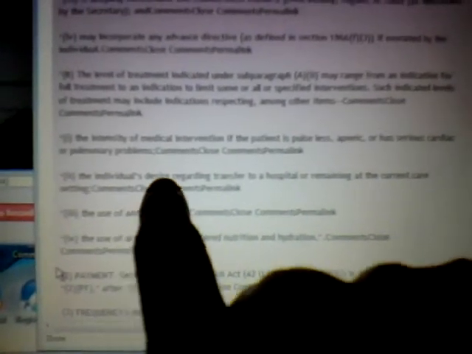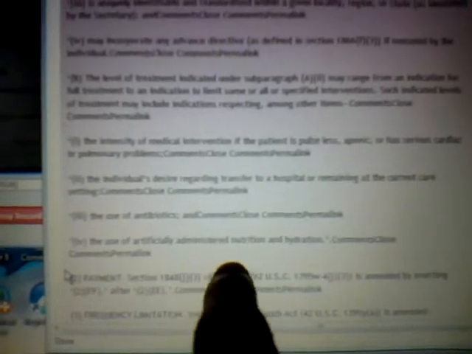So it's supposed to include this. And then also the individual's desire regarding transfer to a hospital or remaining at the current care setting. Okay, that you get to decide. That's your desire, not your preference, your desire. The use of antibiotics. That doesn't say your desire or your preference. It just says the use of antibiotics. So this will decide whether you get any antibiotics. The use of artificially administered nutrition and hydration. Again, it does not say your desire. It just says it will tell them what to do regarding antibiotics and artificially administered nutrition and hydration.